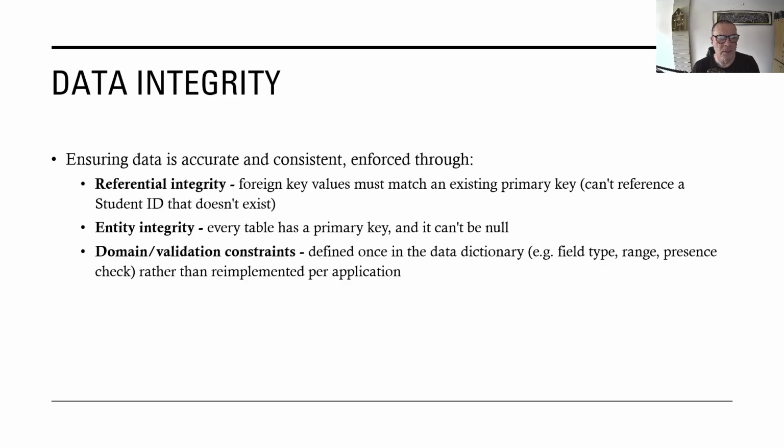Data integrity. We need to ensure that data is accurate and consistent, and the DBMS enforces this through referential integrity checks, where foreign key values must match an existing primary key. It won't allow you to reference a student ID, for example, that doesn't exist. Entity integrity. Every table has to have a primary key, and that key can't be null. And domain validation constraints. These are defined once in the data dictionary, for example the field type, range checks, presence checks, rather than being re-implemented on every single application that uses the data.